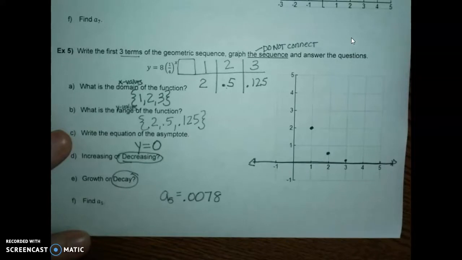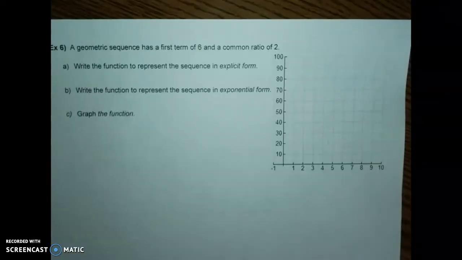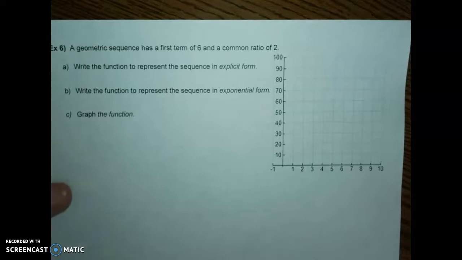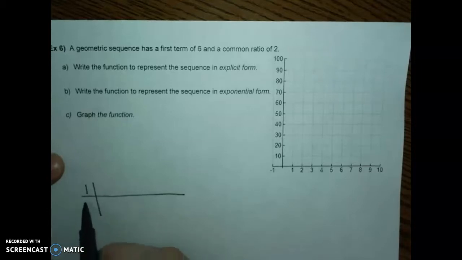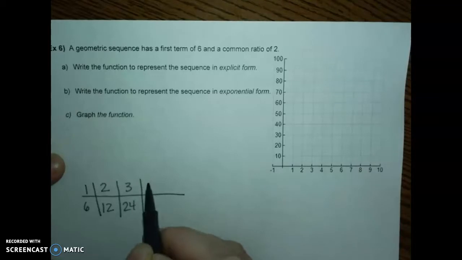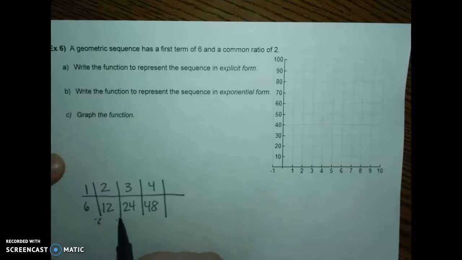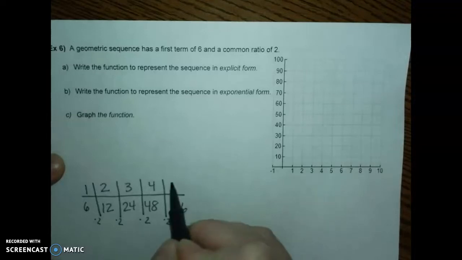Alright, so flip this guy over, and we are going to talk about example number 6. Example number 6 says a geometric sequence has a first term of 6 and a common ratio of 2. So if we're going to draw this out, I know the first term is 6, the common ratio is 2, which means the second term is 12, the third term is 24, the fourth term is 48. I'm just following the pattern of times 2 each time. I do times 2 there, I'll get 96 for the 5th term.